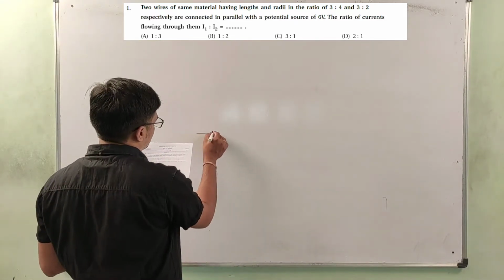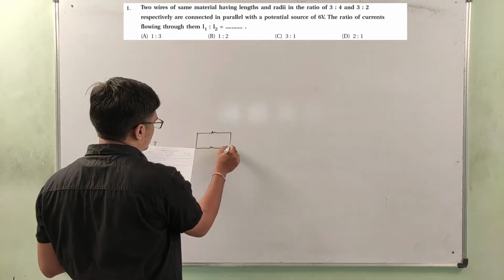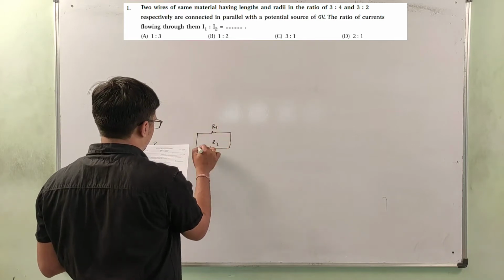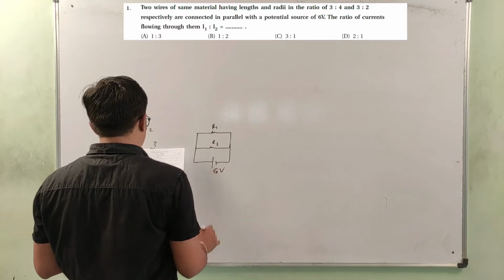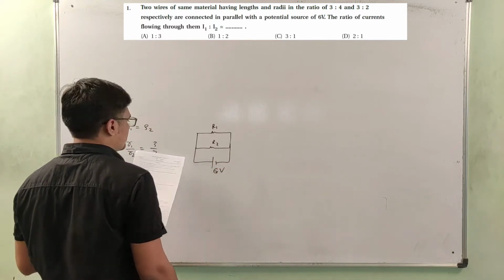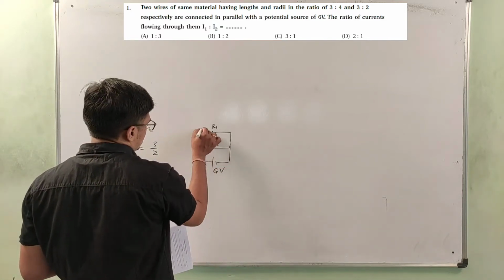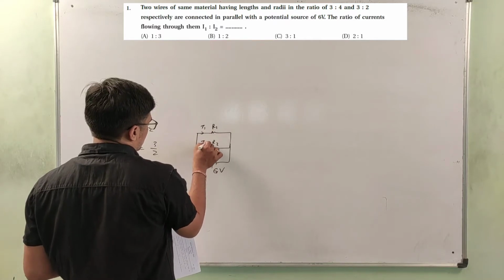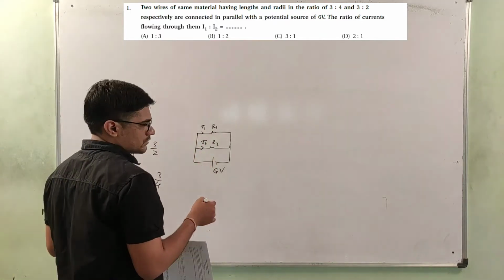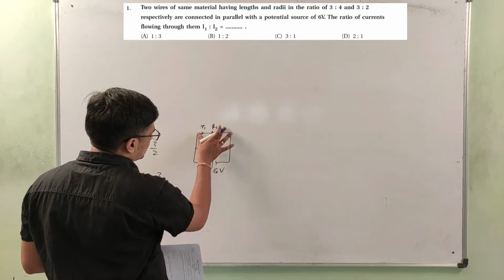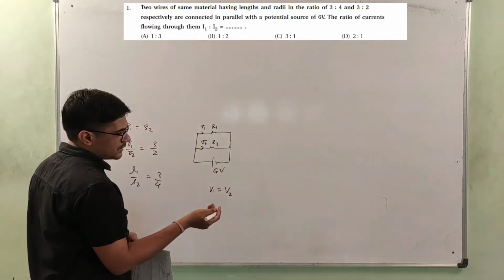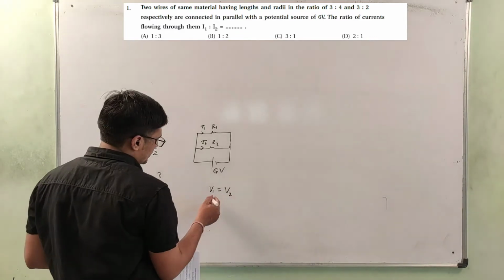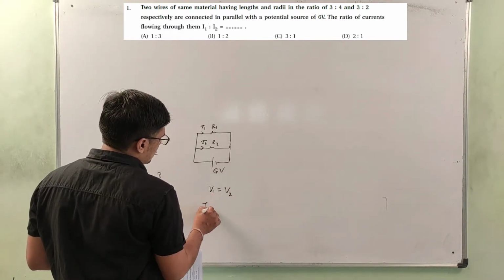So both wires are connected. So wires having resistance R1 and R2 are connected in parallel with the source of 6 volt supply. The ratio of the current flowing through them is, consider the current I1 is flowing through R1 and I2 is flowing through R2. Both are in parallel, so the potential difference between their two ends is the same. So potential difference V is equal to I into R.